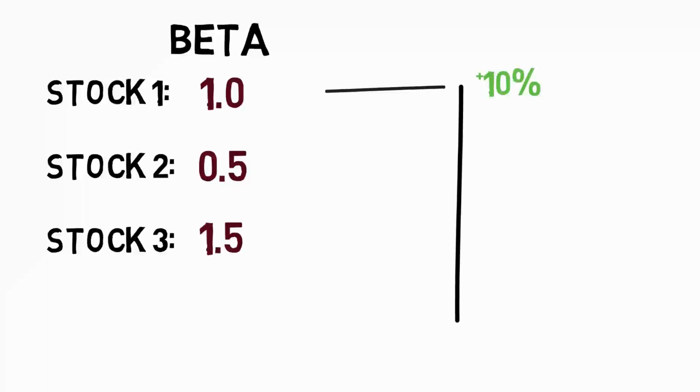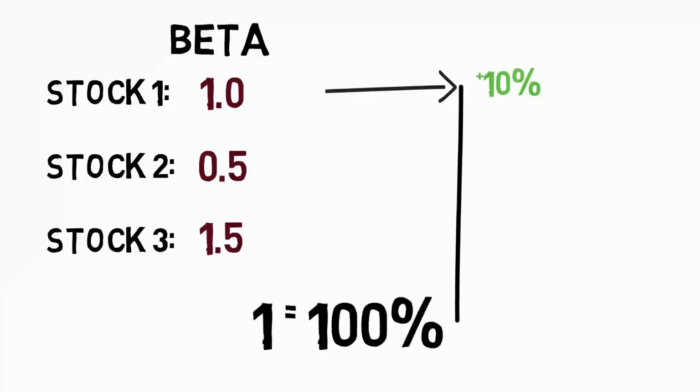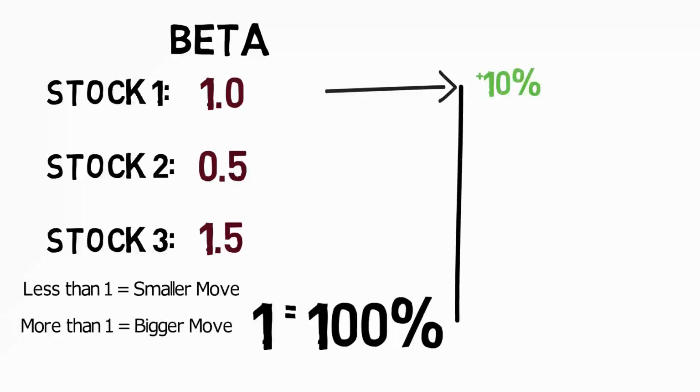Let's imagine the stock market moves up 10%. Well, stock 1, which has a beta of 1, should move up the same 10%. What about stock 2? Well, with beta, 1 is considered the baseline. You could look at it as 100% of the move of the market will be reflected in this stock. If the stock has a beta less than 1, it will have a less dramatic move. If the stock has a beta of more than 1, it will have a more drastic move than the stock market.